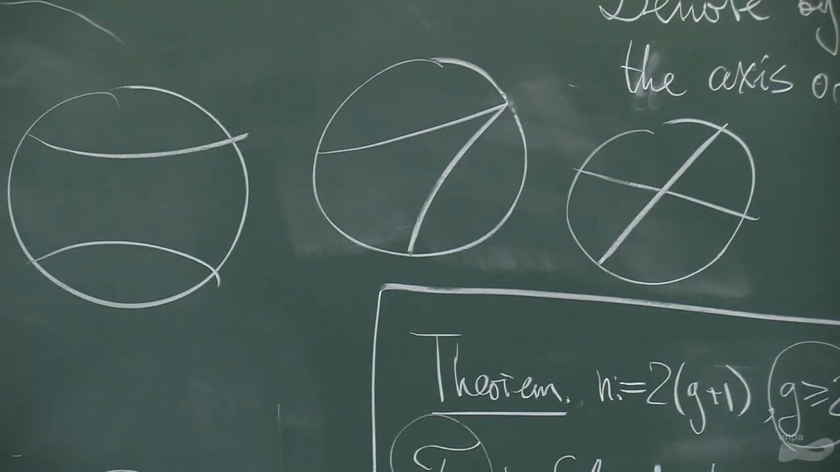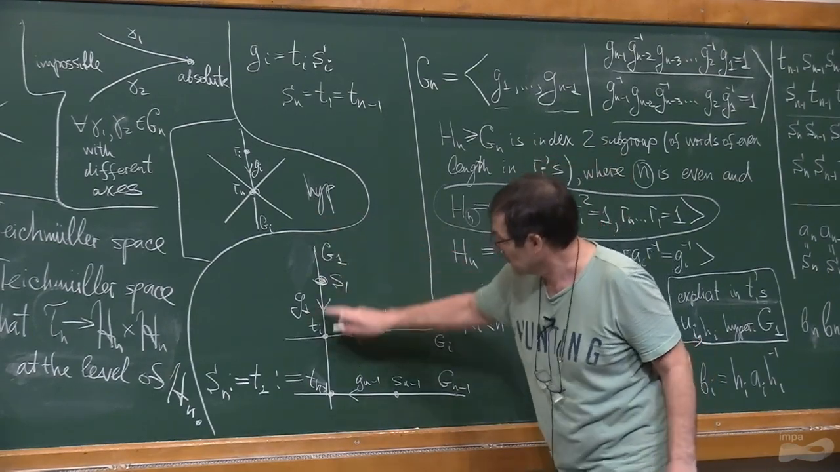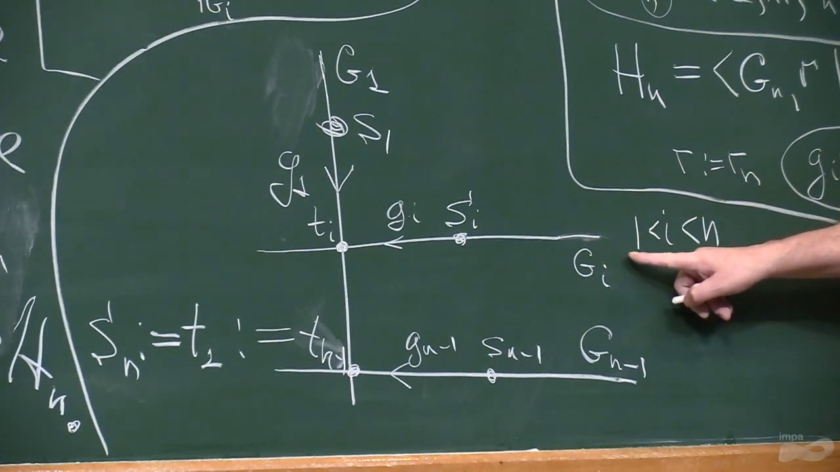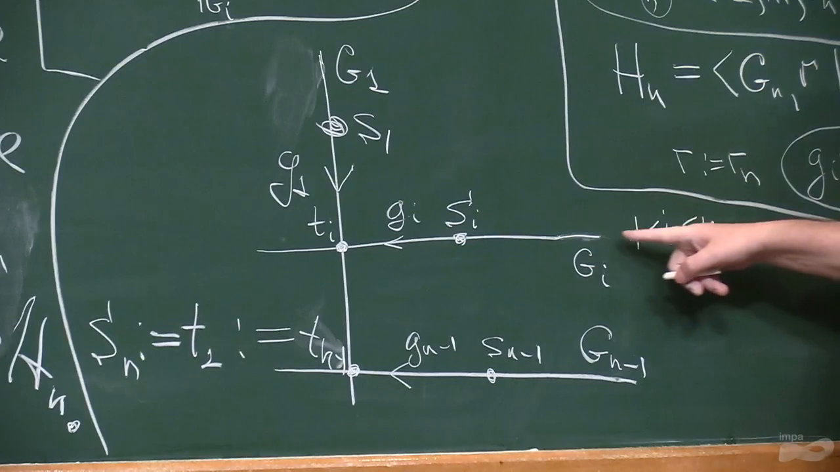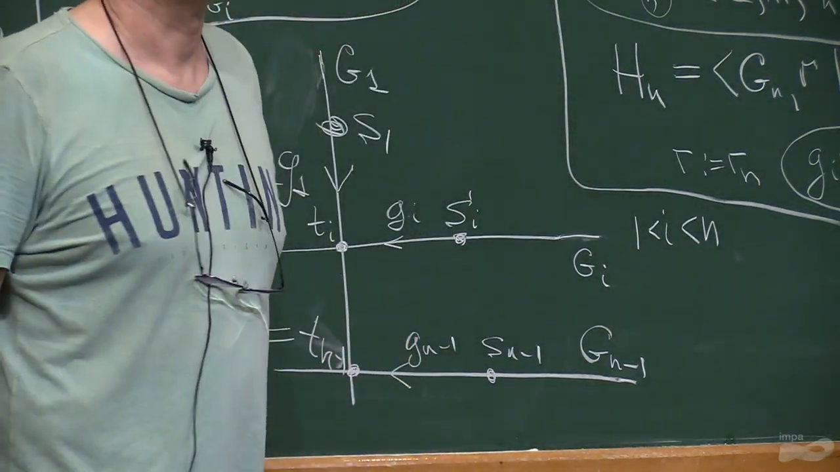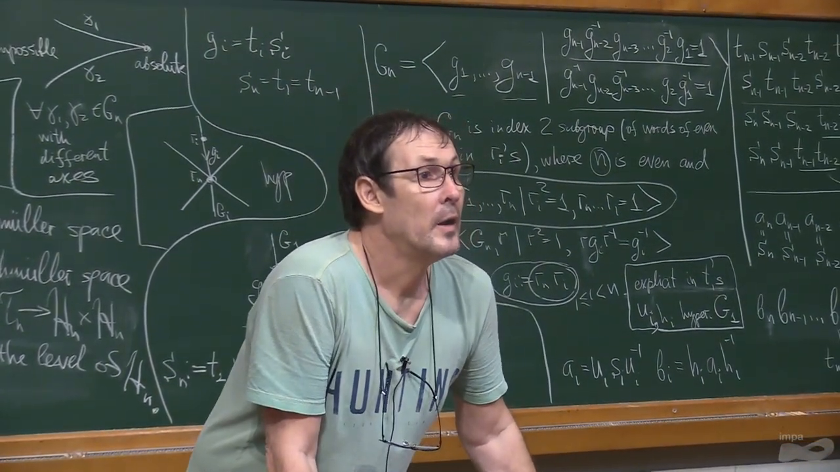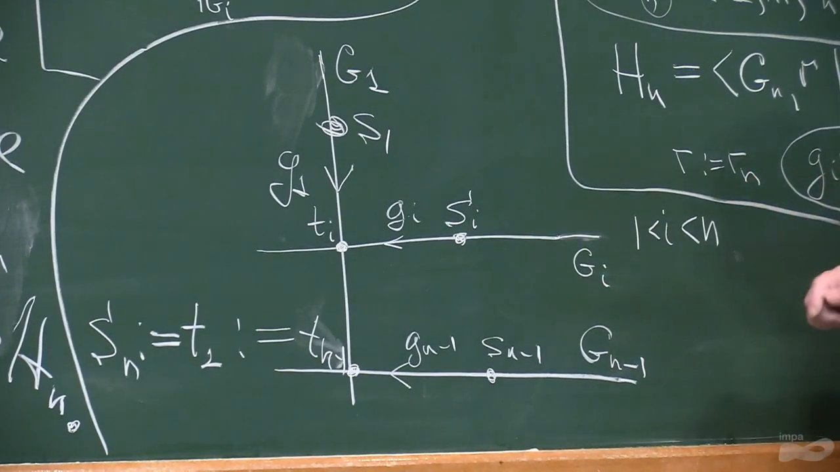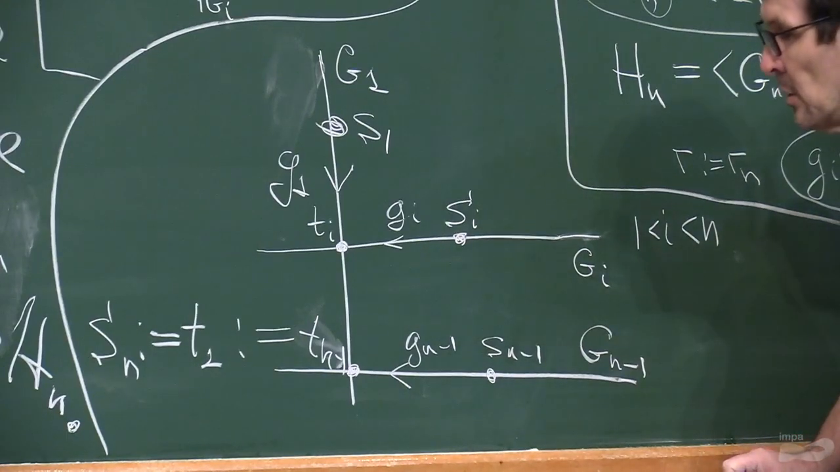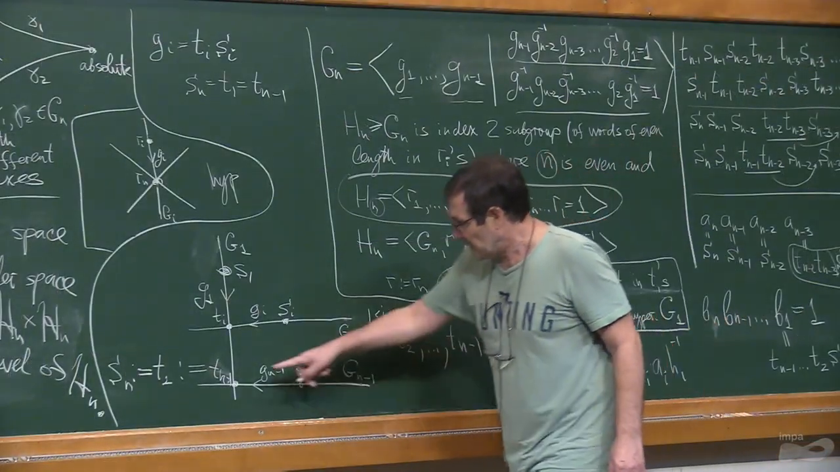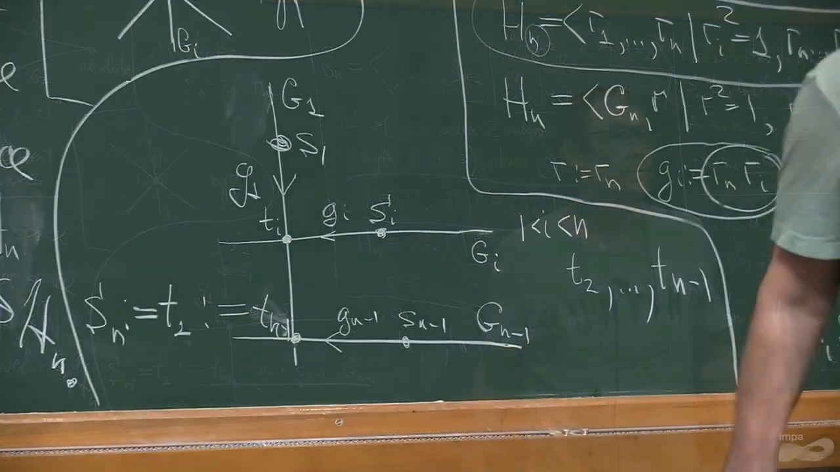Now we play the following game. We take the axis of G1, and every gi with i strictly between 1 and n intersects this axis in a unique point. We denote this point by Ti. Well, we do something strange. We have T2, and so on, up to T n minus 1. But we call T n minus 1 by T1. Okay?